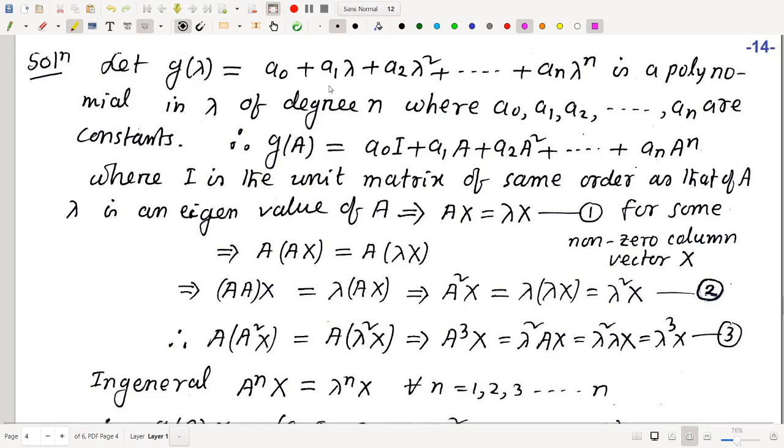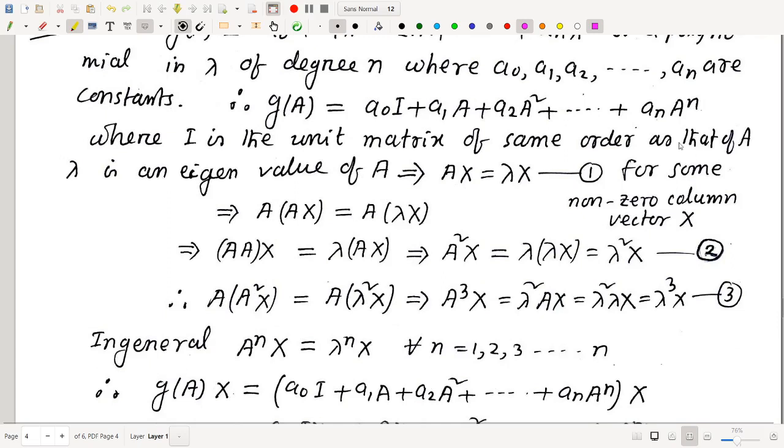Now therefore g of A, if we replace lambda by A, we have to replace this a naught by a naught into capital I. This is the definition of the value of a polynomial when the indeterminate symbol is replaced by a square matrix. So g of A equals this expression, where I is the unit matrix of the same order as that of A. Now lambda is an eigenvalue of A implies Ax equal to lambda x for some non-zero column vector x.